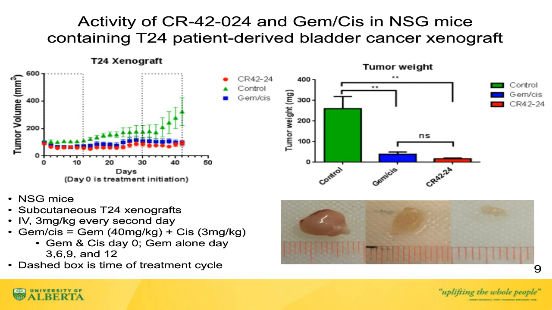He has tested his drug in nude mice, immunodeficient NSG mice, containing a patient-derived bladder cancer xenograft. In this graph, you can see the growth of the tumor over time, shown in green, in the untreated mice. The blue shows the effect of adding gemcitabine and cisplatin to these mice on a regular basis, where you can see the tumor volume somewhat increases, but is largely controlled. And then his drug, CR4224, shown in the red, has a similar profile to gemcitabine cisplatin. In other words, it provides another drug to control tumor growth.